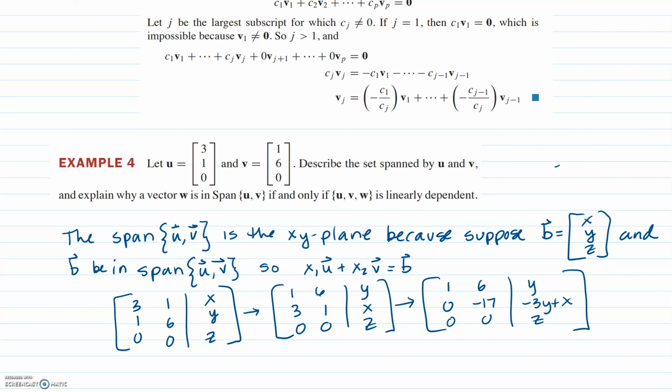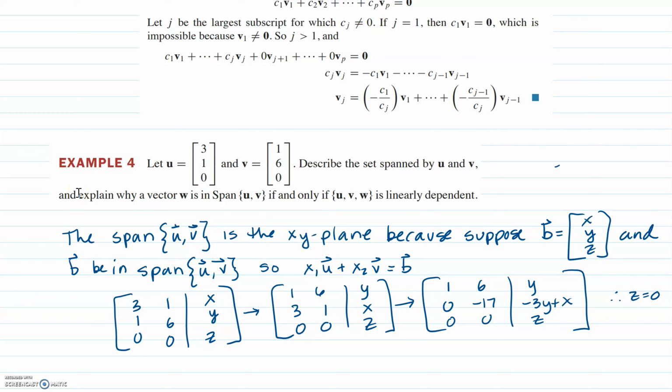x and y can be anything. So z is always 0. And when z is always 0, that means that what's left is the xy plane. z is the only constraint. So that's why the span of u, v is the xy plane.